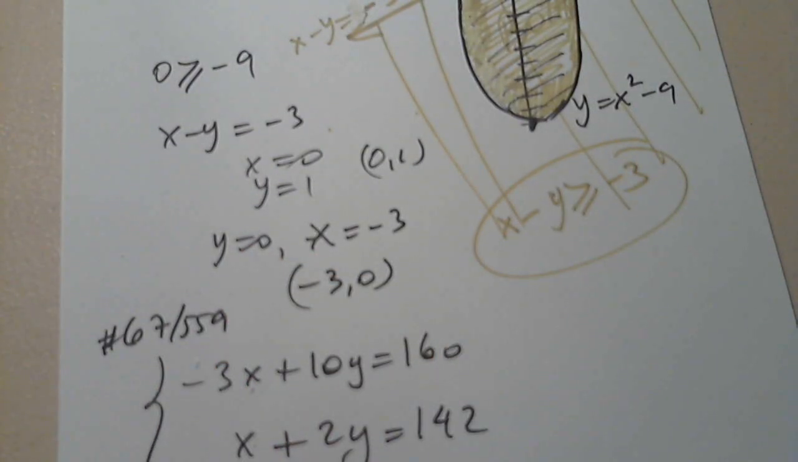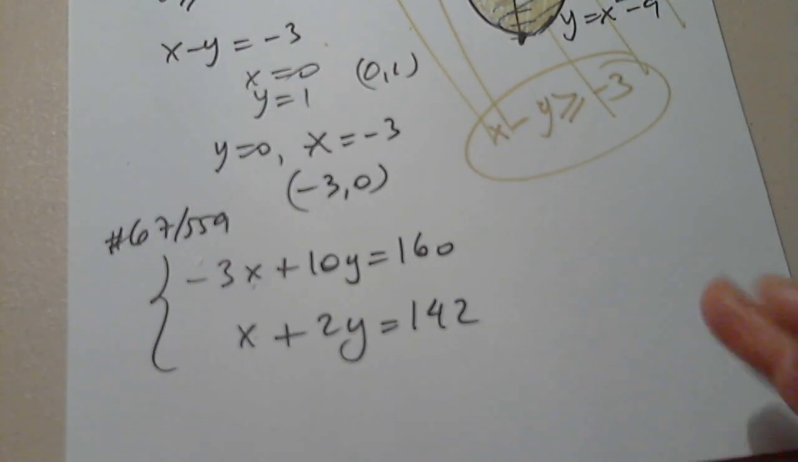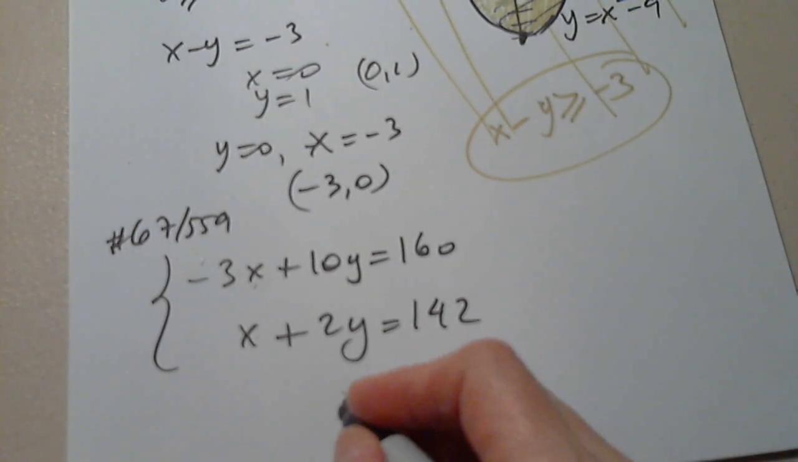So how will I get the point of intersection? What do I need to do? And which method would you like to use? We use substitution. Sure. So we substitute, solve for x. Very good.